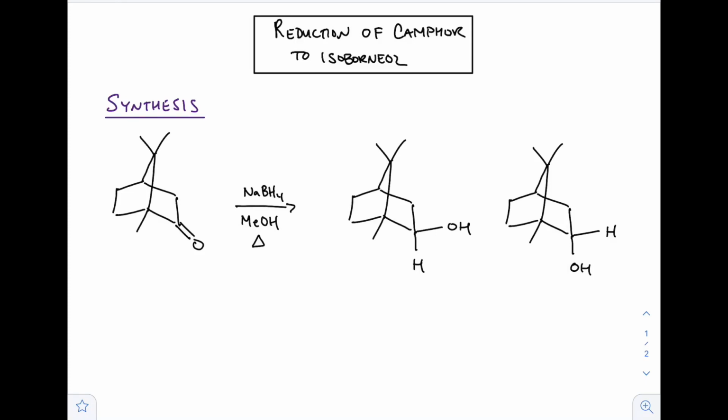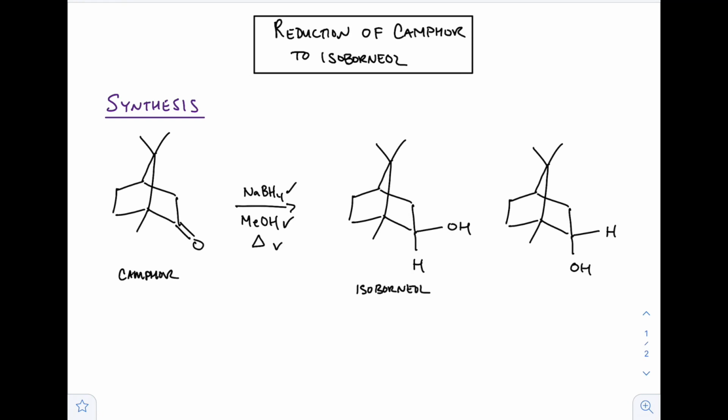All right, so for this week's lab, we are going to be doing the reduction of camphor to isoborneol. So this is camphor right here, and what we're going to be using is sodium borohydride here, and in our methanol solution, we're going to be applying a little bit of heat, just gentle heating, just for a couple minutes, and the product after a quick workup is going to be isoborneol. So this is isoborneol.